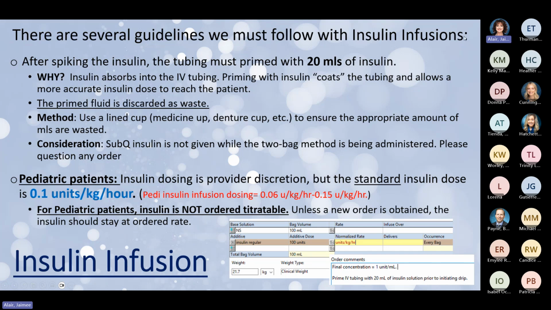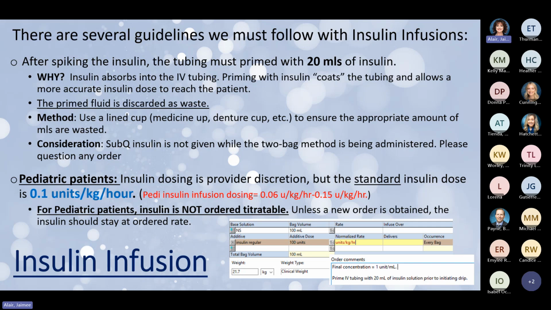So when we're starting insulin, there are several big things that are super important. After spiking the insulin, the tubing has to be primed with 20 mils of insulin. The insulin is absorbed into the IV tubing. So if we don't do that, then the patient does not see as good effects of the insulin. So it seems like wasting, but it really matters when that tubing is coated. That initial 20 mils is just discarded as waste. We usually use a line cup, like a medicine cup or something, to ensure that we're wasting enough. But even our orders from pharmacy come back and remind us to do that.